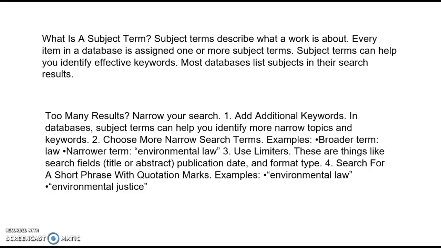If you have too many results, narrow your search and add additional keywords. Subject terms can help you identify more narrow topics and keywords. Choose more narrow search terms. For example, a broader term would be law, and a narrow term would be environmental law. Use limiters like search fields such as the title or the abstract, publication date, and format type. Search for a short phrase with quotation marks, like "environmental law" or "environmental justice."